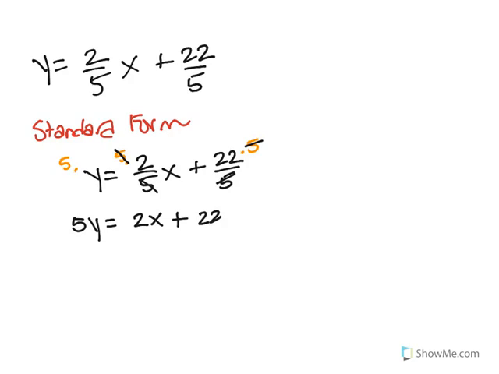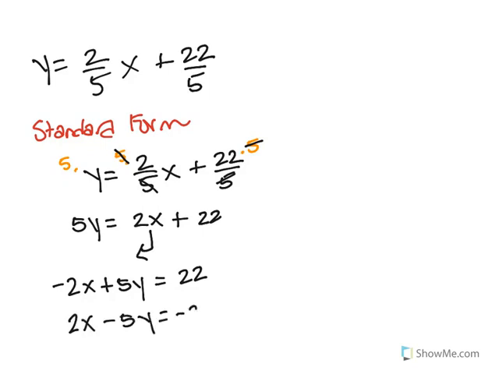What's your next step? Subtract the 2x, but it can't be negative, so then you do what? Divide by negative, or change everybody's what? Signs. Good. So that should give you 2x minus 5y equals negative 22. Awesome. Y'all see that?